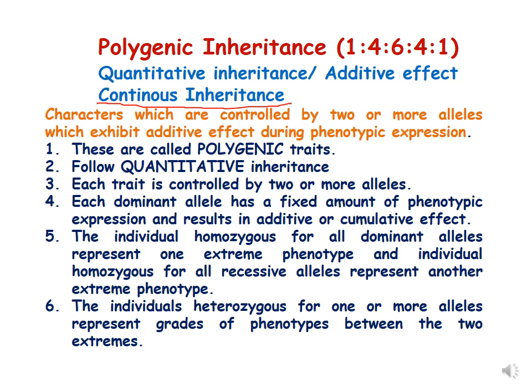Each trait is controlled by two or more alleles. That is why they are polygenic. Each dominant allele has a fixed amount of phenotypic expression and results in additive or cumulative effect. We have just discussed this point. Now, because of the additive effect of the dominant allele, obviously the individuals which are homozygous for all dominant alleles will represent one extreme phenotype, and the individuals homozygous for all recessive alleles will represent another extreme phenotype.